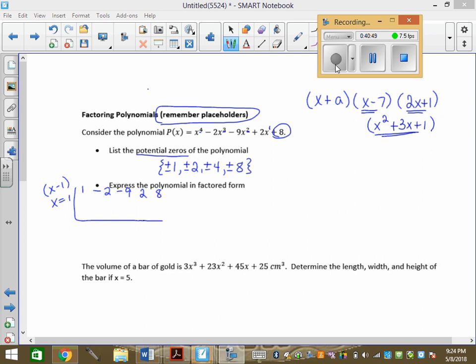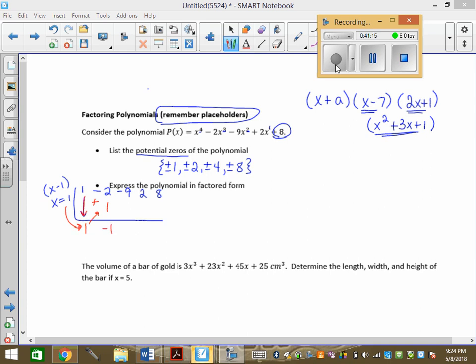And remember, when you have an x to the 4, you're going to have to do synthetic division to get to x to the 3, synthetic division to get to x to the 2, and then factoring. So the larger the degree, the more synthetic divisions you're going to have to do. So what do I do? I drop the 1. And then I multiply. 1 times 1 is 1. I bring it up here and I add. -2 and 1 is -1.